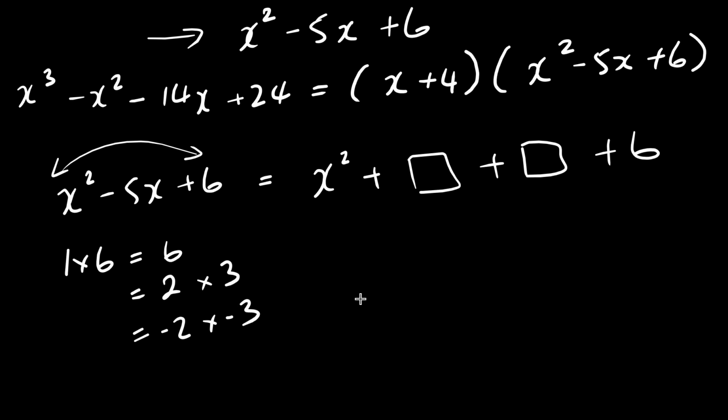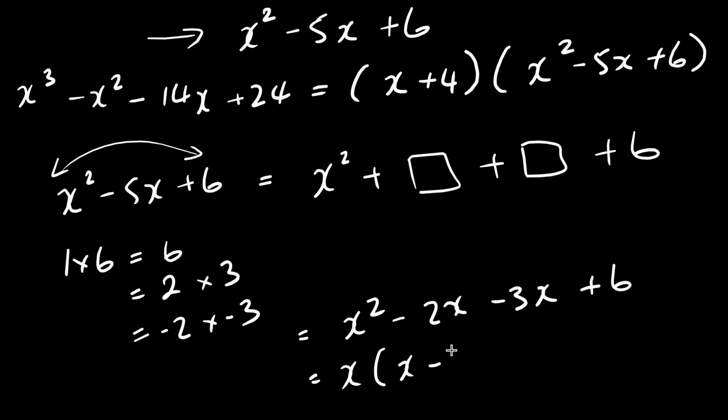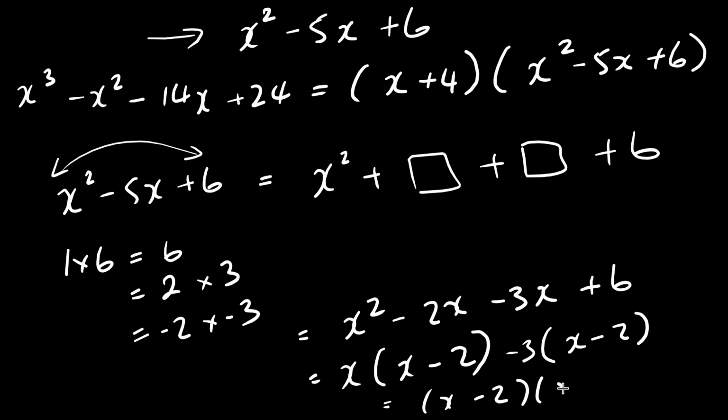So instead of having x squared minus 5x plus 6, we can go x squared minus 2x minus 3x plus 6, and then we factorize. What's common here? x, and that leaves x minus 2 in a bracket here. I can also factor negative 3 here, and I get x minus 2, which means my complete factorization is x minus 2 times x minus 3.